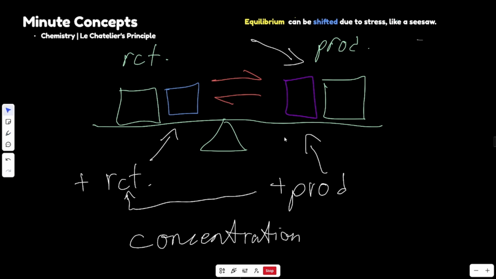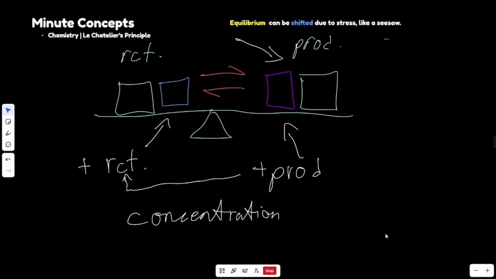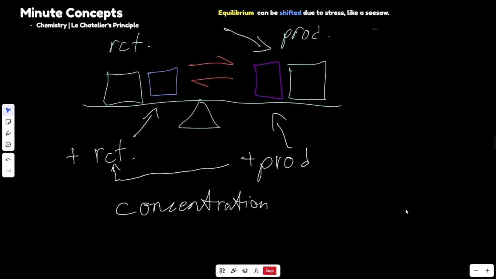So similar to collision theory, where we have the factors of concentration, heat, surface area, and catalysts, we don't involve catalysts in equilibrium. Why? Because catalysts don't do anything to help you achieve equilibrium. It just makes the reactions faster. So catalysts are inapplicable here. Now, how about heat?